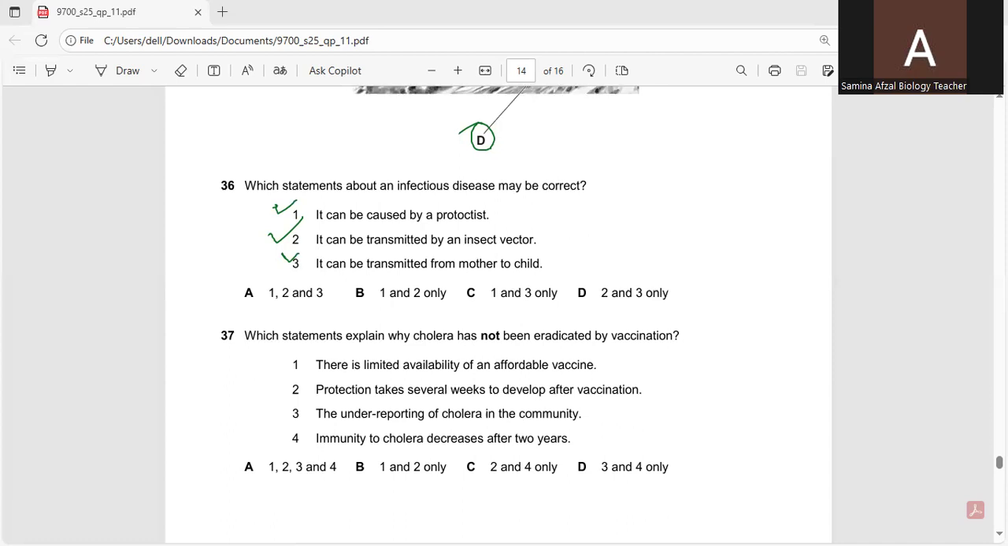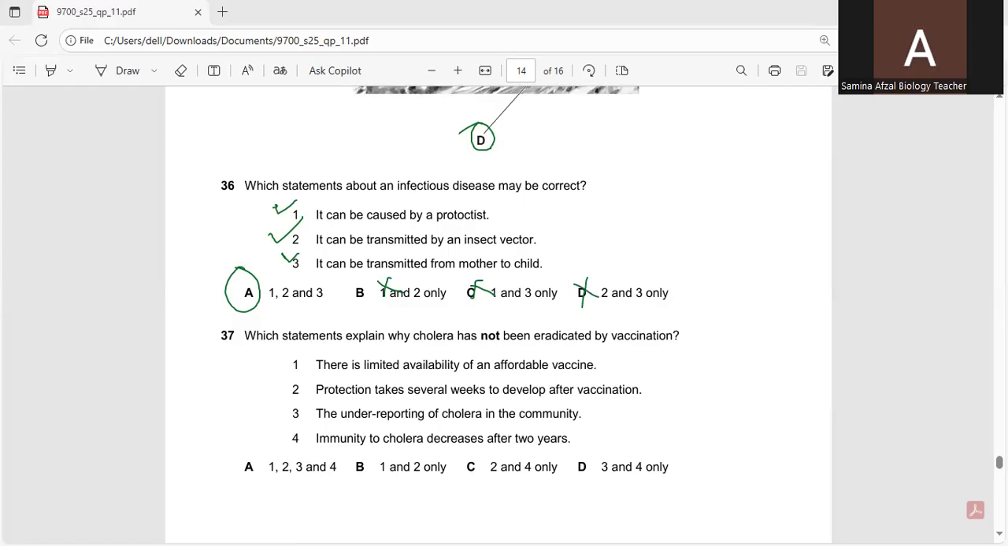to her child during pregnancy across the placenta, during childbirth, or through breastfeeding as well. We can give the example of the HIV virus, which can be transferred from the mother to the child. So these three statements are correct, and A is the correct option. B, C, and D are not the correct options.